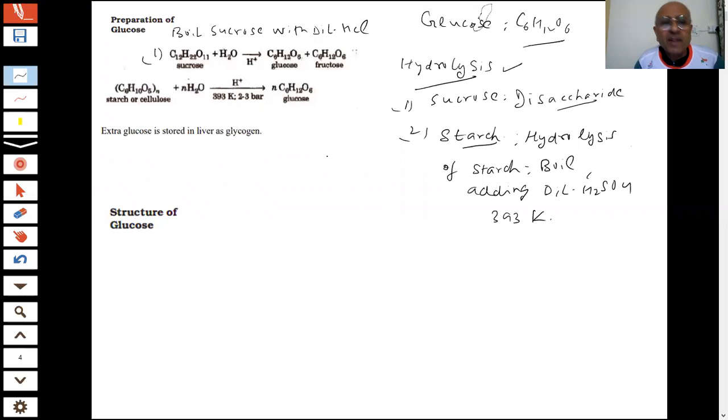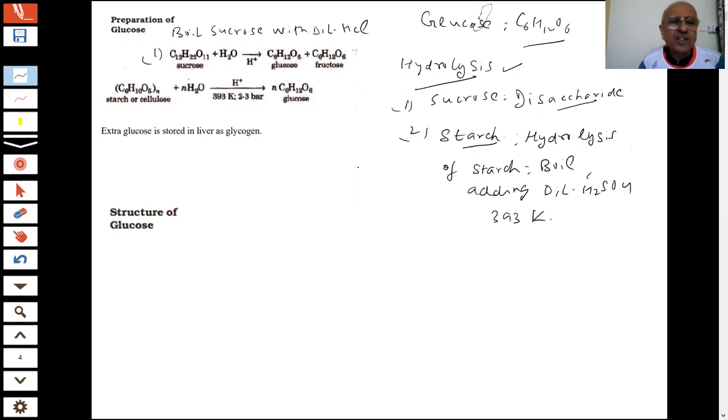Okay. Now we are talking about the preparation of glucose. One method of preparation of glucose is the hydrolysis of sucrose. Sucrose is the sugar which you eat at home. Sucrose is a disaccharide. On hydrolysis, it will produce two units, one of glucose and one of fructose. When glucose and fructose undergo condensation, they form sucrose. So sucrose has two monosaccharides in it. We will show you the structure of sucrose in the next class.